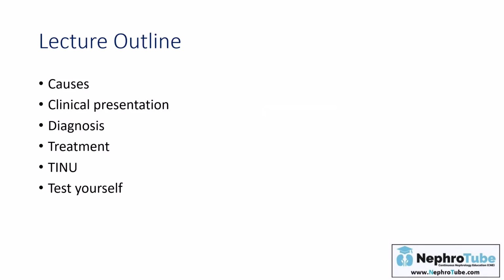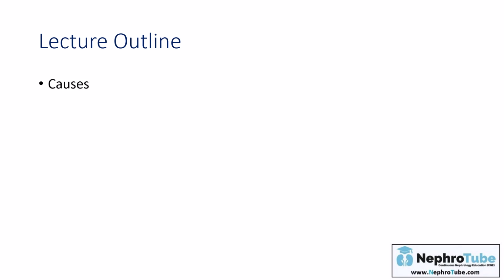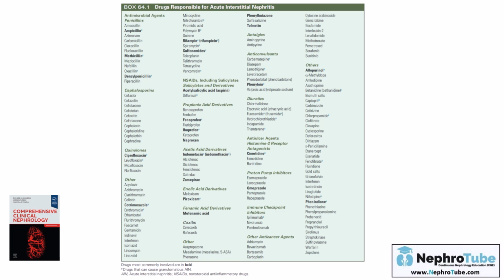This is my talk outline. I will start with the causes of acute interstitial nephritis. The main causes may be divided into different categories. The main category, as we all know, is a very long list of drugs responsible for acute interstitial nephritis, in the form of analgesics, antibiotics, etc.